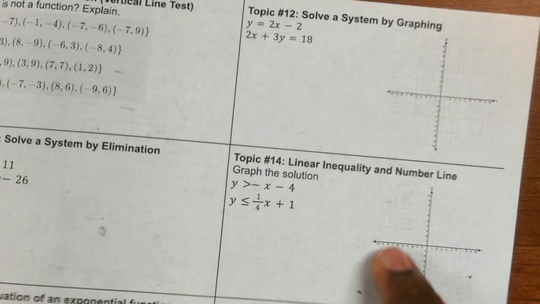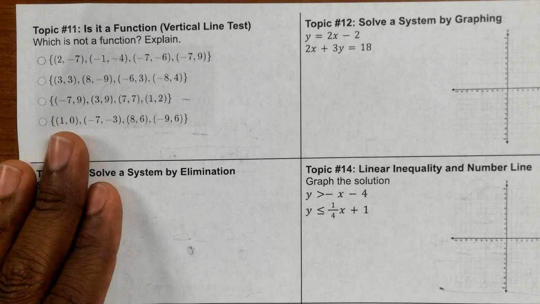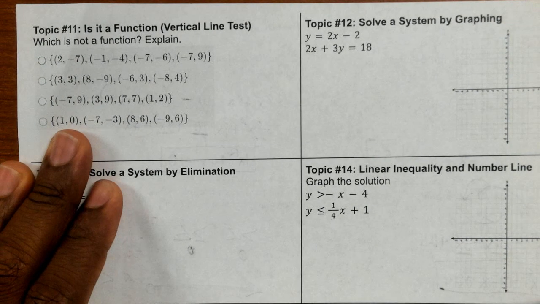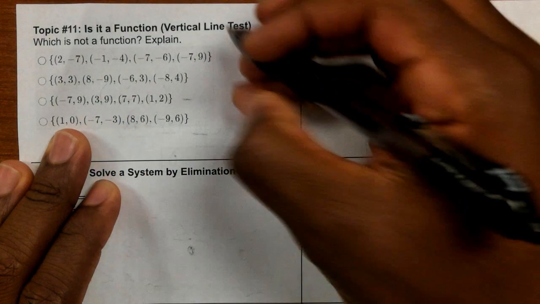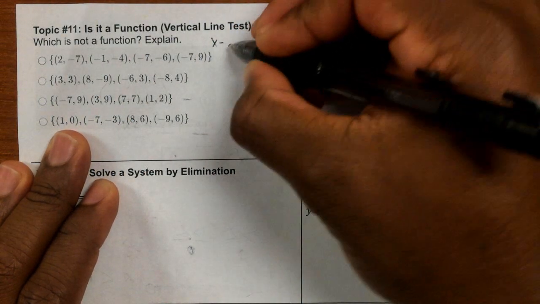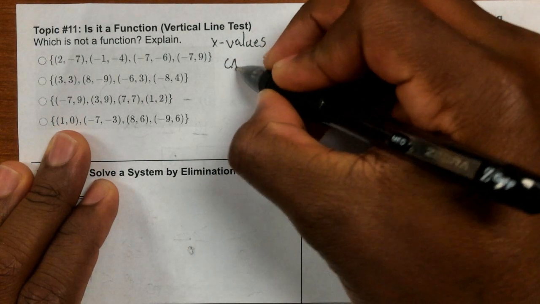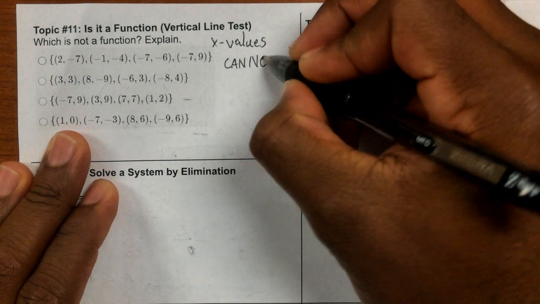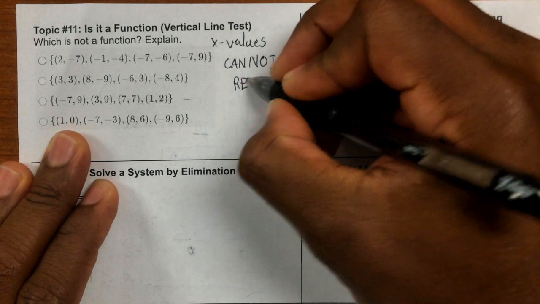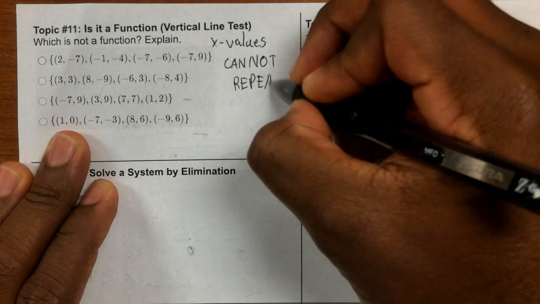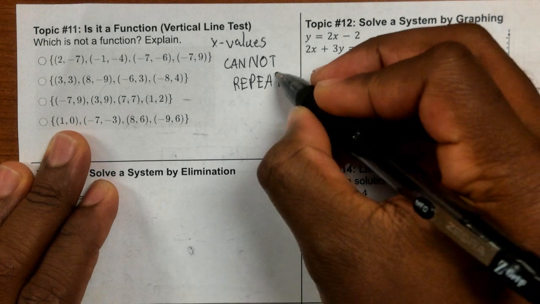Okay, so the next question. The next question wants to determine whether something is a function or not. Whenever you want to determine if something is a function or not, you have to remember that x values cannot repeat. Again, x values cannot repeat. If it repeats, it's not a function. If it doesn't repeat, it is a function.